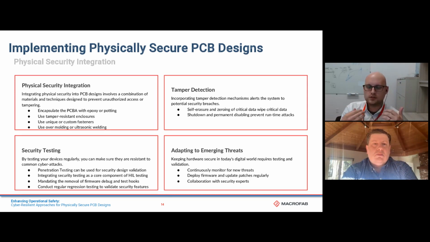You want to stay up to date, especially if you're using something like a trusted module from a vendor. Pay attention to their security updates, the errata that they post, the type of attack vectors that they know about, and the silicon that you may have already deployed. You want to keep up to date with that. You want to update your firmware regularly to try and mitigate those attacks, and stay in regular collaboration with security experts.